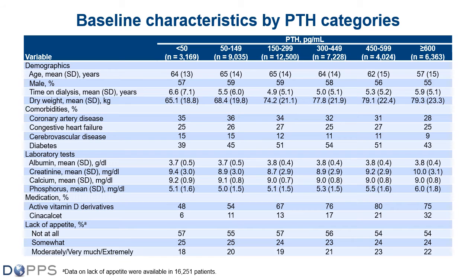This slide shows the baseline characteristics by PTH categories. Patients with higher PTH tended to be younger, have higher body weight, fewer comorbidities, and higher serum phosphorus levels, and be more often prescribed active vitamin D and cinacalcet. The degree of appetite loss was comparable across categories of PTH in available samples.